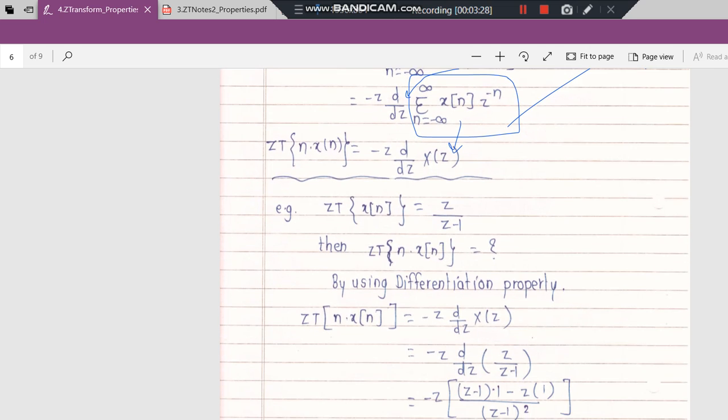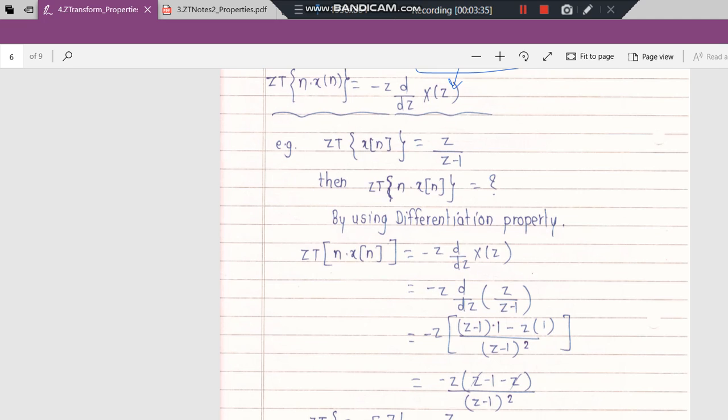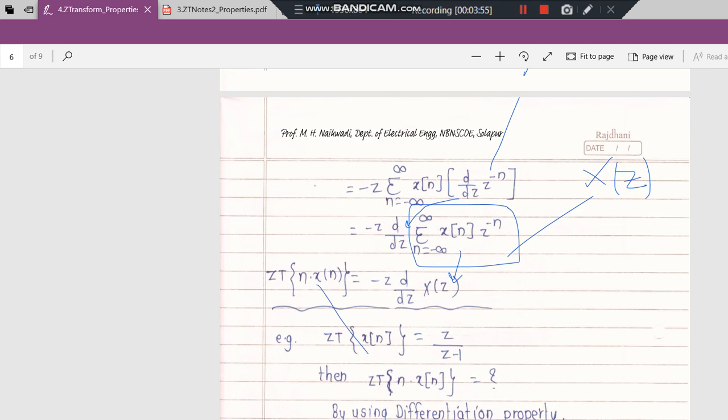Suppose we are asked to find the Z transform of n into x of n, and x of n is given like this. We already know the Z transform of x of n, which is z upon z minus 1, and we are asked to find the Z transform of n into x of n. If you look carefully, n into x of n is matching with our LHS. So what will be the Z transform of this n into x of n? It will be simply minus z d by dz of x of z.